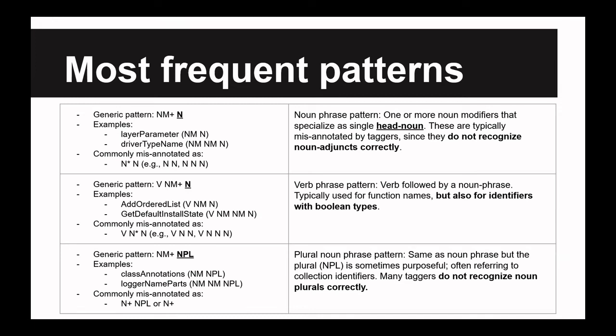We also note some common mistakes made in annotating identifiers. Most taggers annotate noun adjuncts as pure nouns, as seen in all 3 examples in the table.